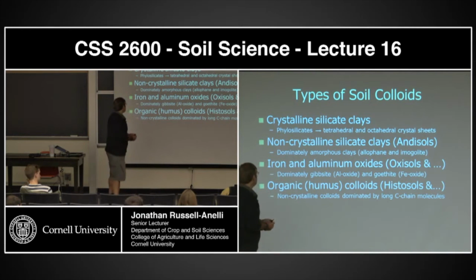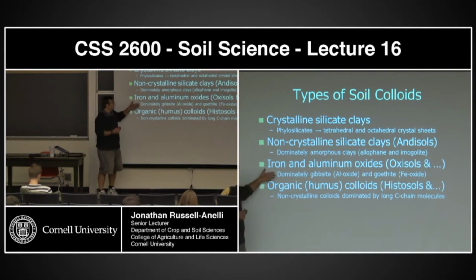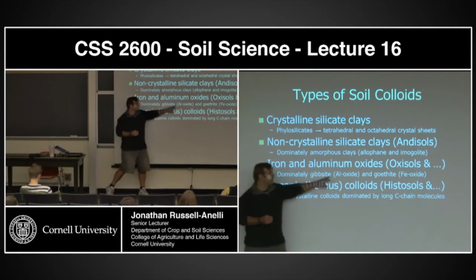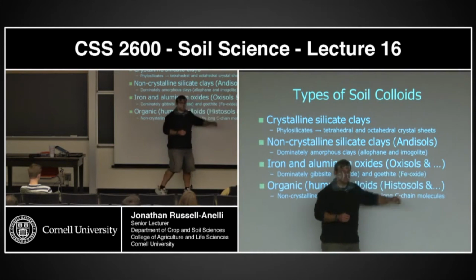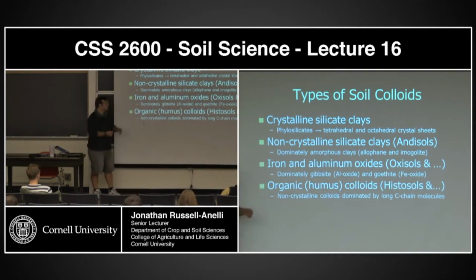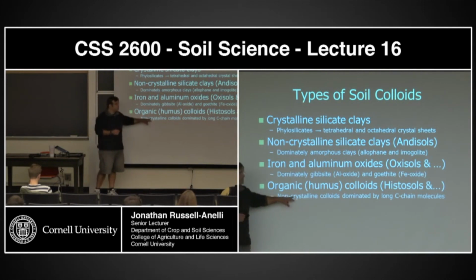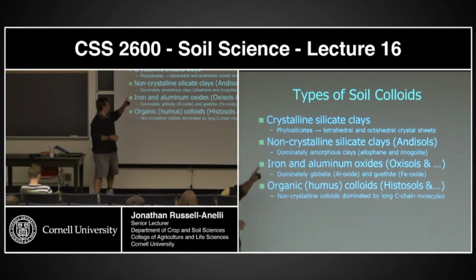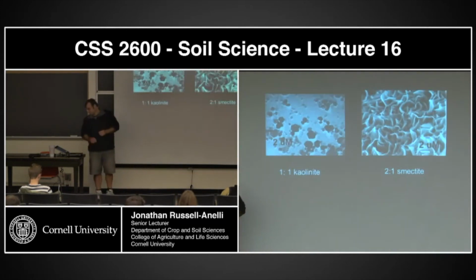We also have iron and aluminum oxides. Remember, we're talking about colloids, small things. These are dominantly gibbsite, the aluminum oxides, or goethite, the iron oxides. And we're also going to be talking about organic colloids, humic material. These are non-crystalline colloids. They're dominated by long carbon chain molecules. Today, we're going to be talking about the top one.